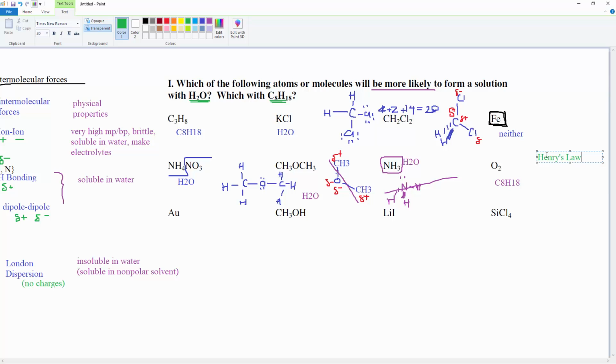But the opposite is true for gases, because gases already have a lot of movement energy and they want to be zipping around, and the higher temperatures you give them, the faster they're going to escape that solution. Does that make sense?